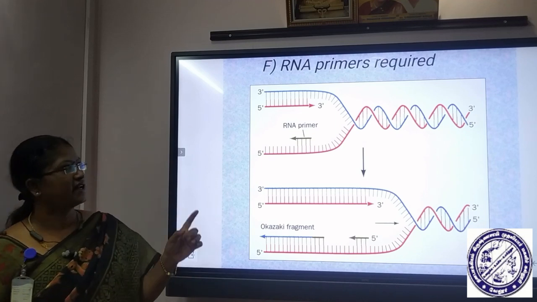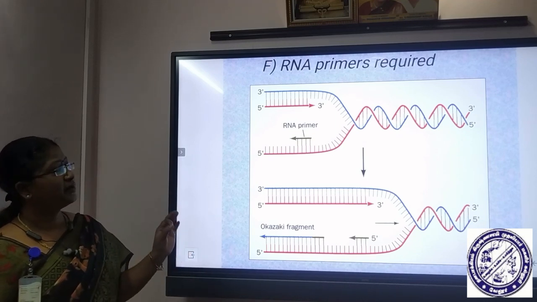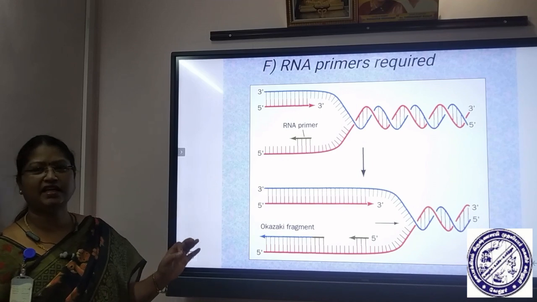And the last thing is that an RNA primer is required. RNA primer will initiate the DNA replication.